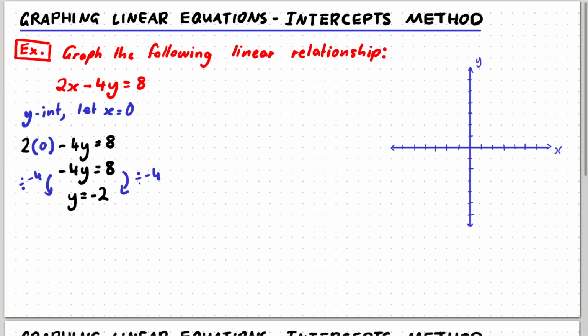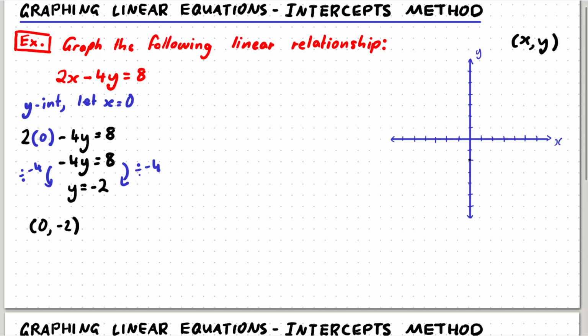If we remember our coordinates, they're always written as x and y. In this instance, our x is 0, because that's what we substituted in, and our y is negative 2, because that's what we worked out. So that's 1 point that we found. Let's put that on our graph. Where x equals 0 and y equals negative 2 is right there.